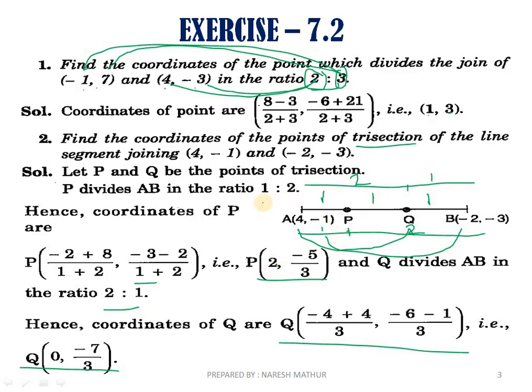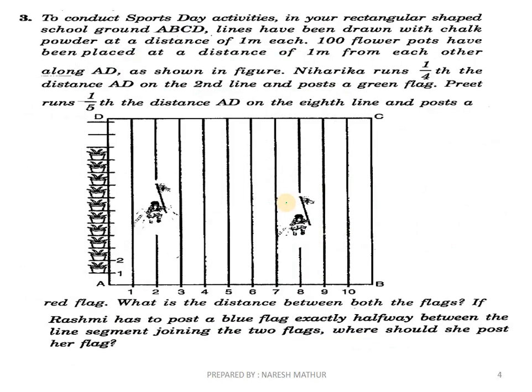Alright, now the third question, where we are given a condition: to conduct a sports day activity in our rectangular shaped school ground ABCD, the lines have been drawn with chalk powder at a distance of 1 meter each, and 100 flower pots have been placed along AD at a distance of 1 meter from each other. So the y-axis can be considered as the flower pots, and along the x-axis we are drawing vertical lines at a 1 meter distance.